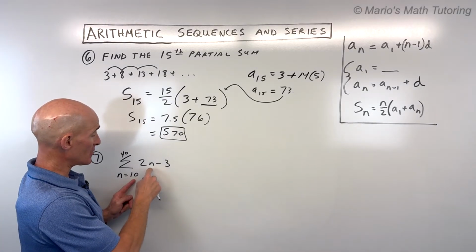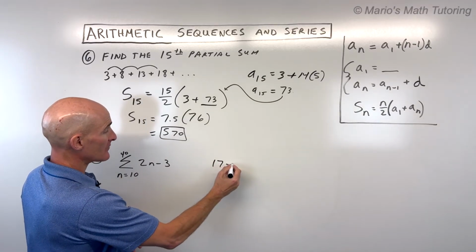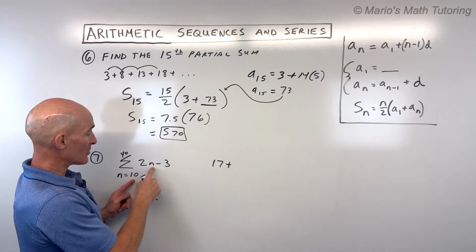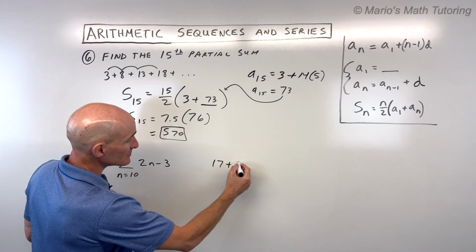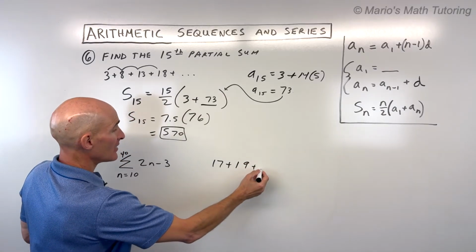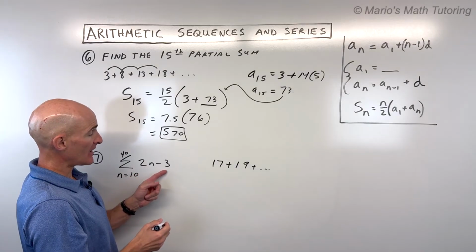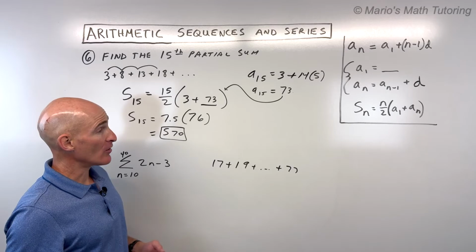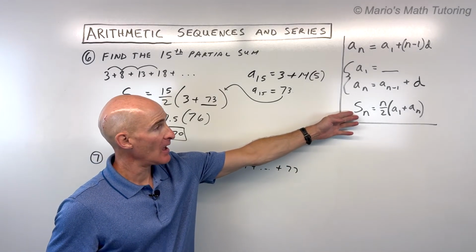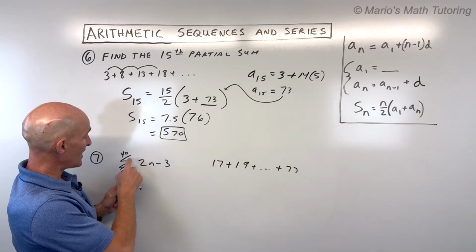So if I put 10 in here, 2 times 10 is 20, minus 3 is equal to 17. If I put 11 in here, 2 times 11 is 22, minus 3 is 19. Okay, etc. If I put in 40, 2 times 40 is 80, minus 3 is 77. Okay, so now let's take a look. We're trying to find the sum. How many terms are in our series? Well, how many terms are there from 10 to 40?